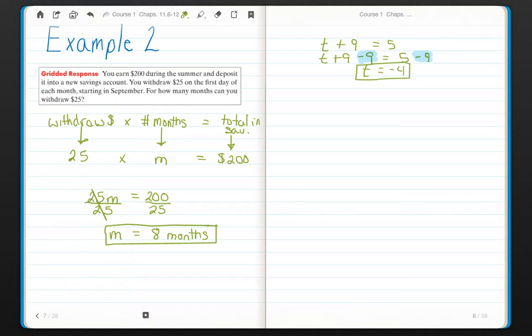Okay, that's it for examples. Please be sure to show all of your steps, write the original problem, show what you do to each side of the equation, and come see me if you have any questions.